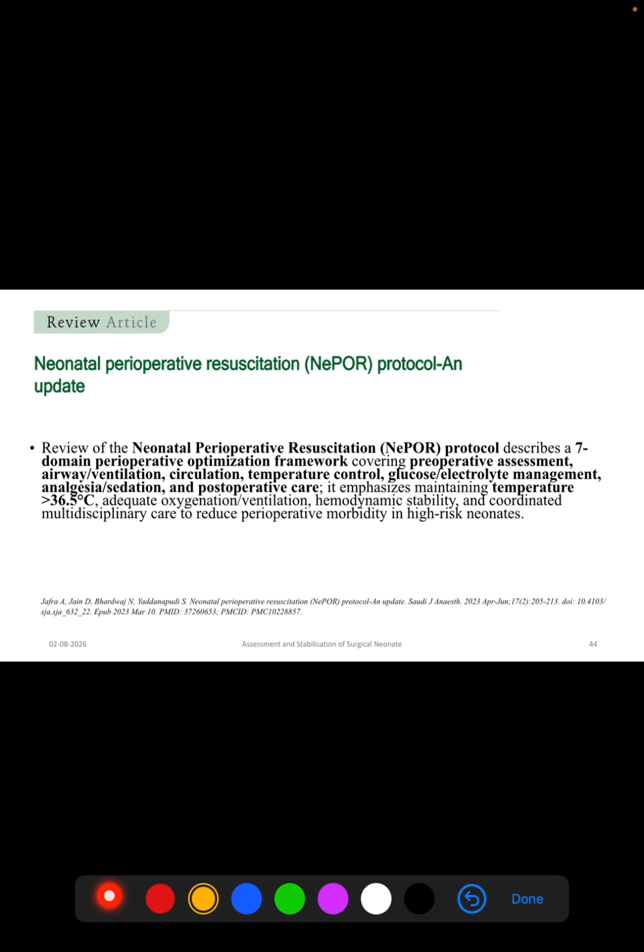Then there is the neonatal perioperative resuscitation protocol. It is an update where they have mentioned 7 domains which work around it, which include preoperative assessment, airway ventilation, circulation, temperature control, glucose and electrolyte management, analgesia and sedation. A good analgesia and sedation is a very important thing, and post-operative care. So all these things we have to look after. Multidisciplinary care is needed to reduce the perioperative morbidity in high-risk neonates.